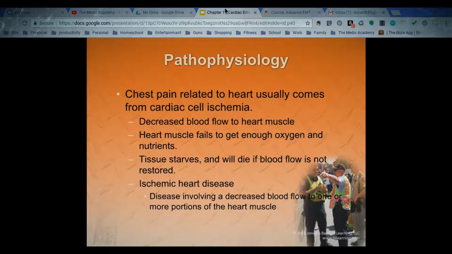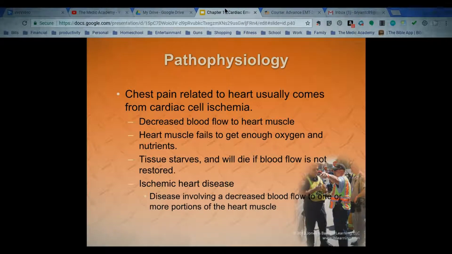Now, in the previous video, we talked about anatomy and physiology. Pathophysiology is when things go wrong. When we're called on an ambulance, this is due to some kind of pathology. Chest pain is one of the leading causes that we get called for. And this pain is usually related to cardiac cell ischemia when we're actually talking about pain from some kind of cardiovascular problem versus a musculoskeletal problem.